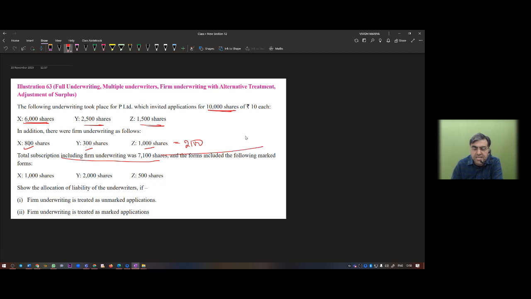That means these are including firm. So public applications are from the public. The applications are for 5,000 shares from the public. From the public, the 5,000 shares which are marked are 3,500, unmarked are 1,500. Now, firm liability is treated like unmarked, and you have to give the answer. See the beauty, guys.